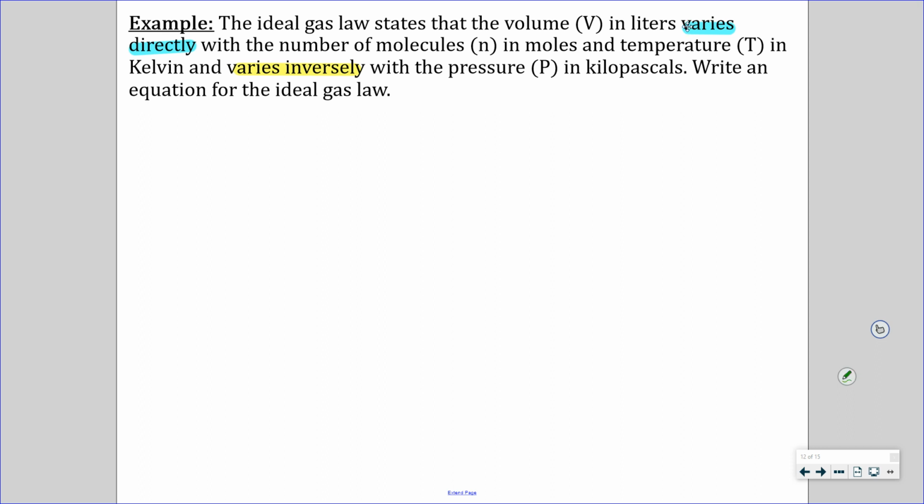Okay, so we know the volume V varies directly with the number of molecules N and the temperature T. Varies directly means that they have some constant times those variables. So I'm going to write in N and capital T for temperature. Those are the variables they're telling me to use for that. So we have some constant times those if they vary directly. I'm not done. But everybody okay with that?